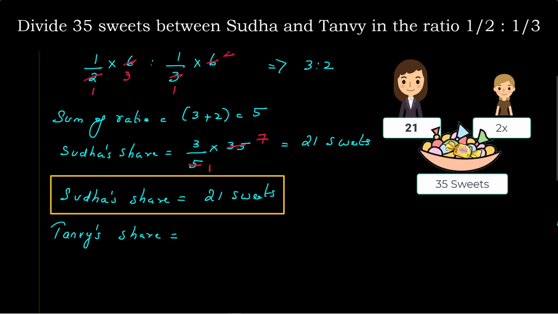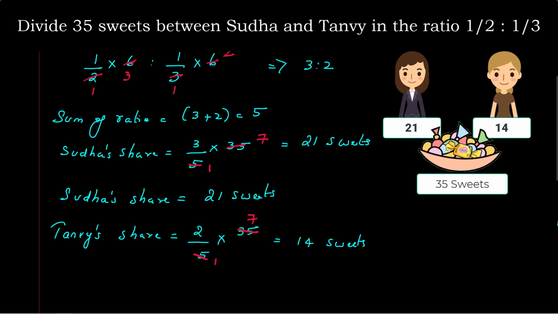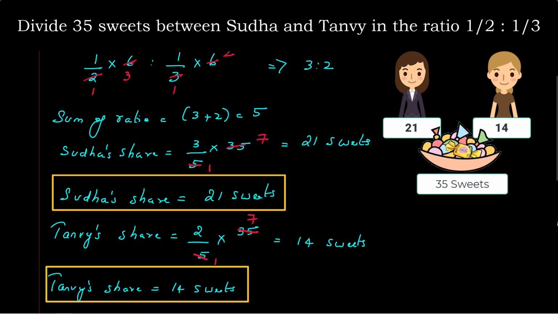We need to calculate Tanvi's share. Tanvi's ratio is 2, right? So 2 divided by sum of ratios, 5, into the total number of sweets, which is 35. So 5 times 1, 5 times 7. So 7 twos are 14 sweets. So what is Tanvi's share equal to? So if you add up both their shares, it has to sum up to 35. So 21 plus 14 is 35. So your answer is correct.